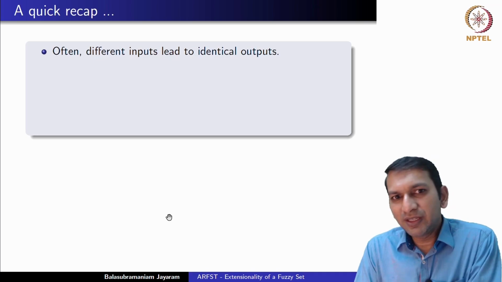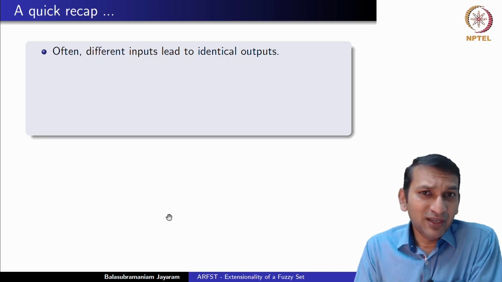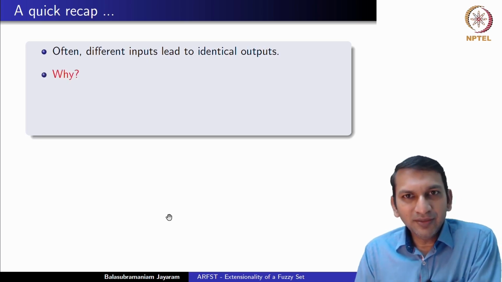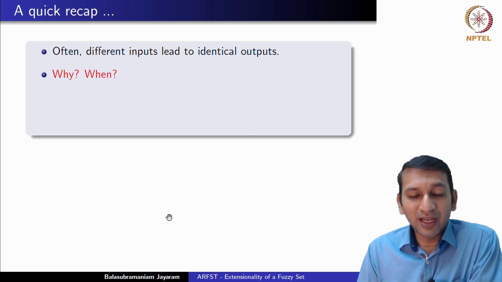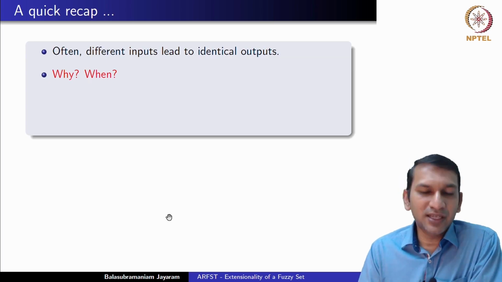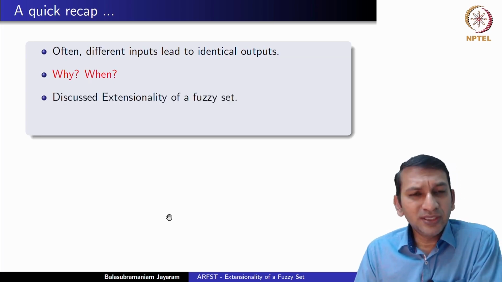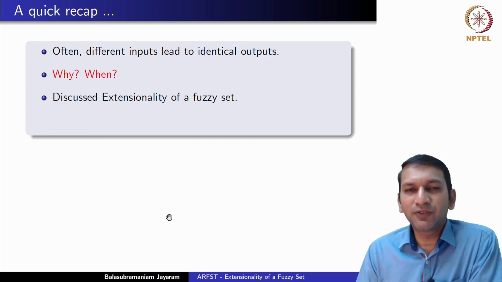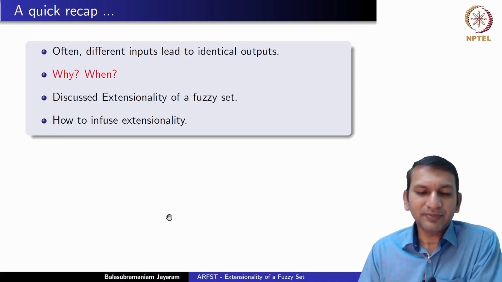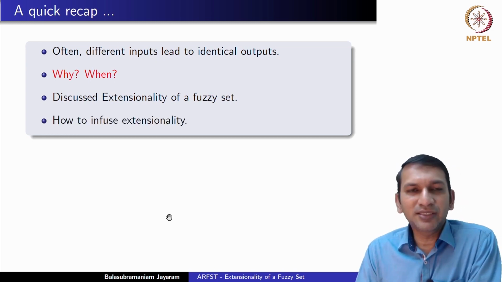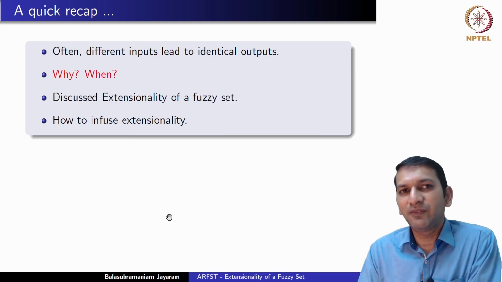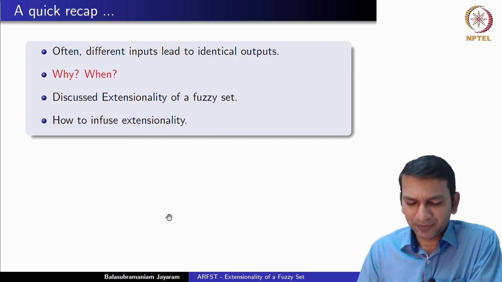So a quick recap of what we have done in this lecture. We have seen that often different inputs can lead to identical outputs. We ask the question why. We have to answer it, and we will also have to answer when they will be identical. This is something that we will take up in the next lecture itself. Towards this end, we discussed the concept of extensionality of a fuzzy set with respect to an equivalence relation and the operation star. And in case a fuzzy set is not extensional, we have seen how to infuse extensionality. We have defined what an extensional hull is, and we have also seen some examples.